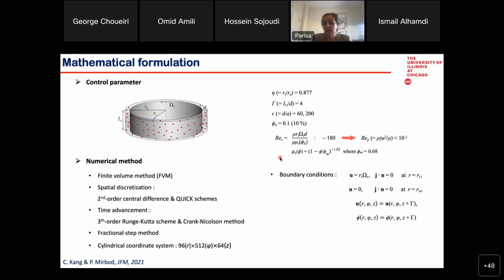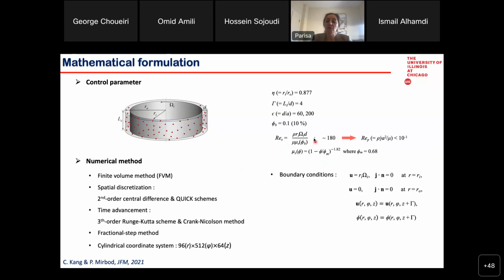What was another important parameter here that we considered? Because we have suspension, the Reynolds number of suspension would be involved, and the Reynolds number of suspension actually considers the viscosity of suspensions as well.